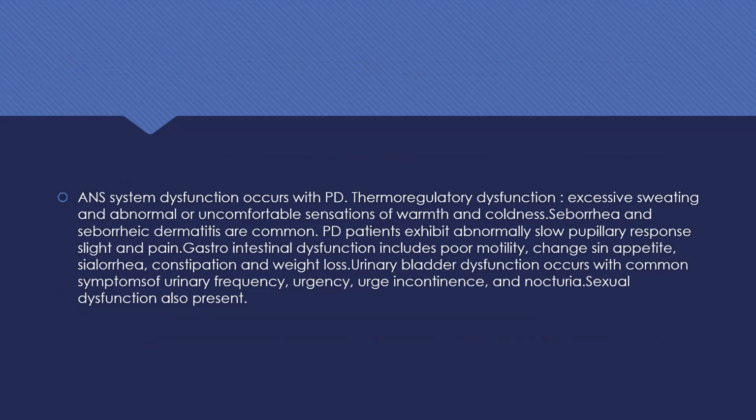ANS system dysfunction occurs with Parkinson's disease. Thermoregulatory dysfunction includes excessive sweating and an abnormal and uncomfortable sensation of warmth or coolness. Seborrhea and seborrheic dermatitis are common. Parkinson's disease patients exhibit abnormally slow pupillary response, sight and pain.